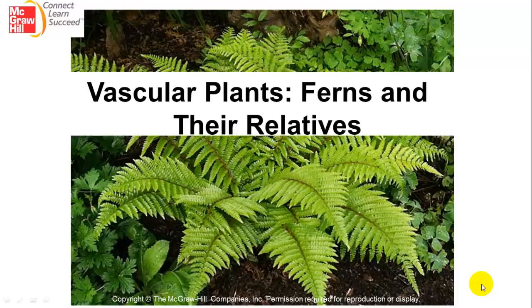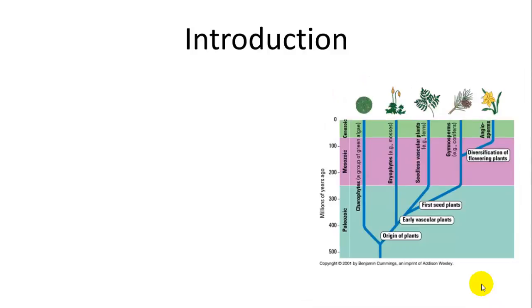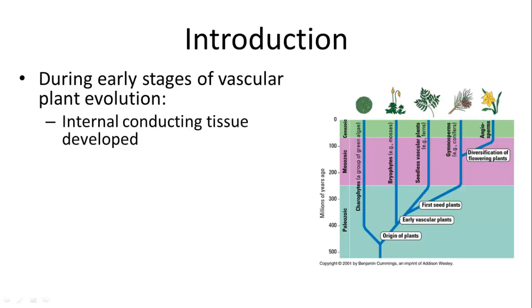Okay, so now we're getting into the ferns. We talked about the bryophytes, the mosses, last time. Again, they fit into where we have these vascular plants, okay, whereas the mosses did not have xylem and phloem. Our ferns then start to have vascular tissue, and so that's the conducting tissue which was developed.